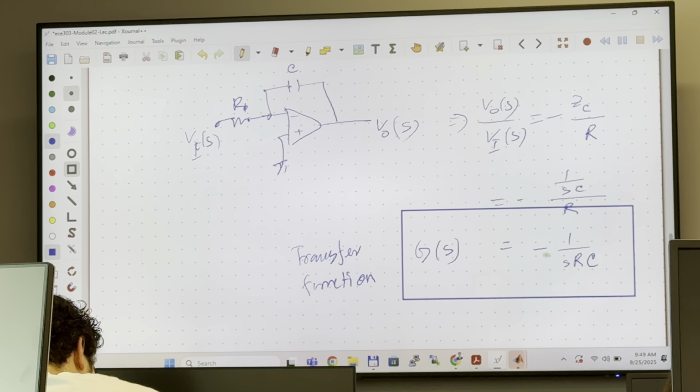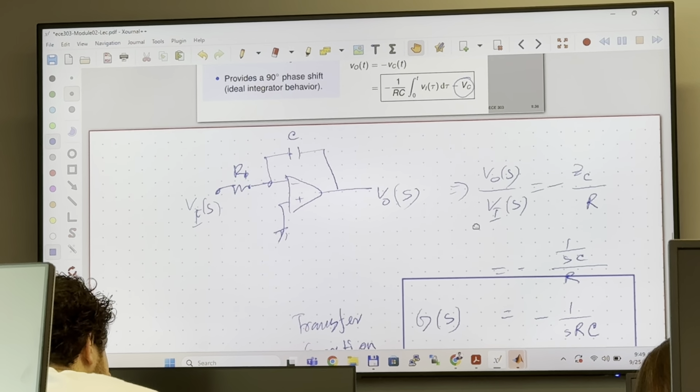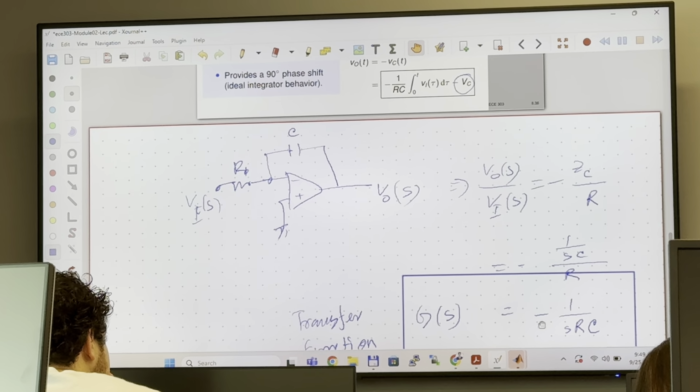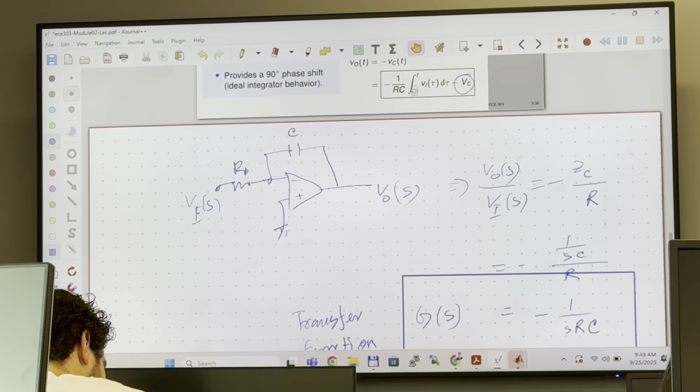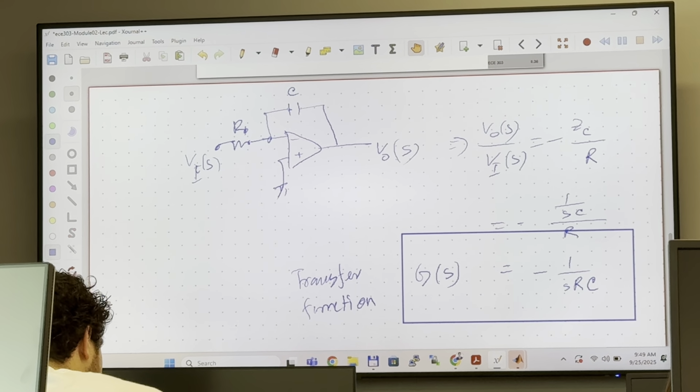Now this is negative 1 over SRC. So negative 1 over RC, negative 1 over RC. You see that? So they are the same. The only thing is that you have the integrated version of VI(t), and this integration is coming from 1 over S. So 1 over S is basically an integrator.